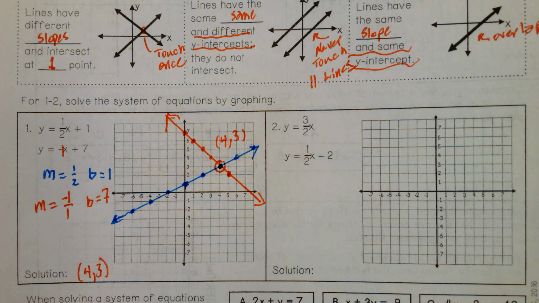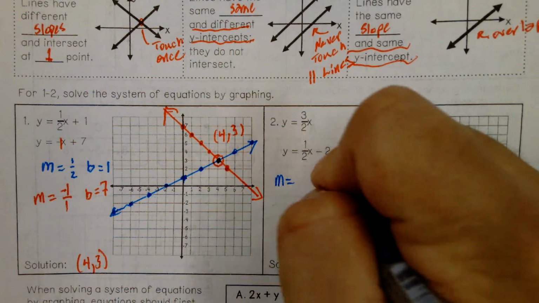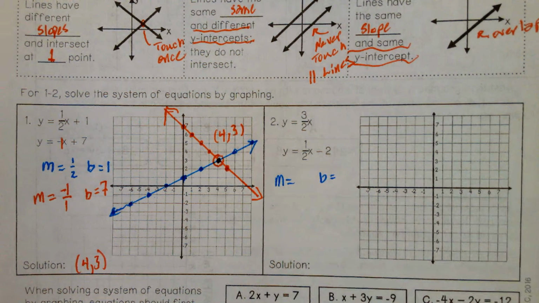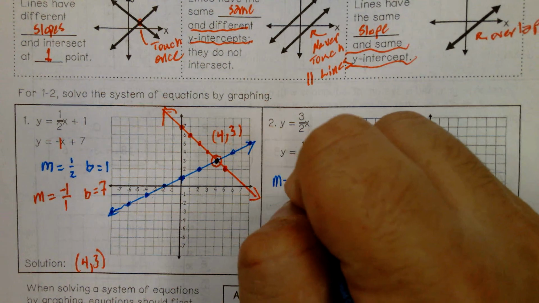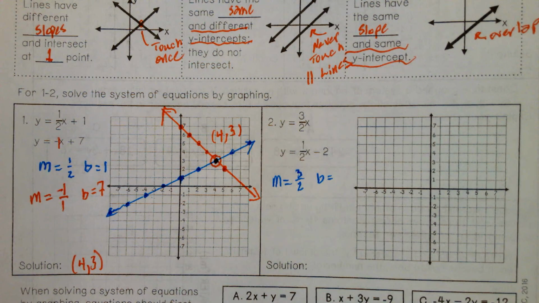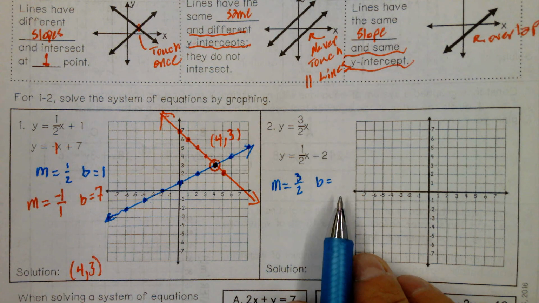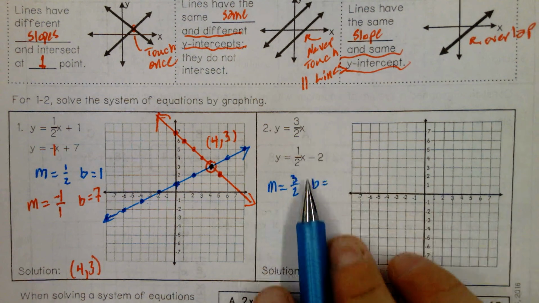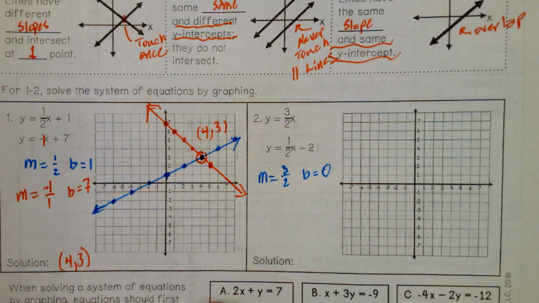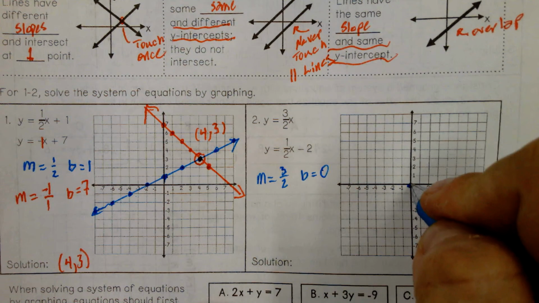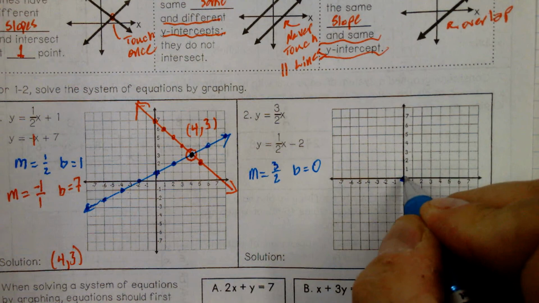All right? Let's try the next one, number 2. Same thing. Help me out, please. What's the slope number? 3 over 2. That's not too difficult. The coefficient of x. What's the y-intercept? 0. If you don't have a number added or subtracted, it's 0. Okay, so let's graph that one. We're going to put a point at 0, and then we go up 3 to the right 2. So everybody go up 3 to the right 2 from this point.